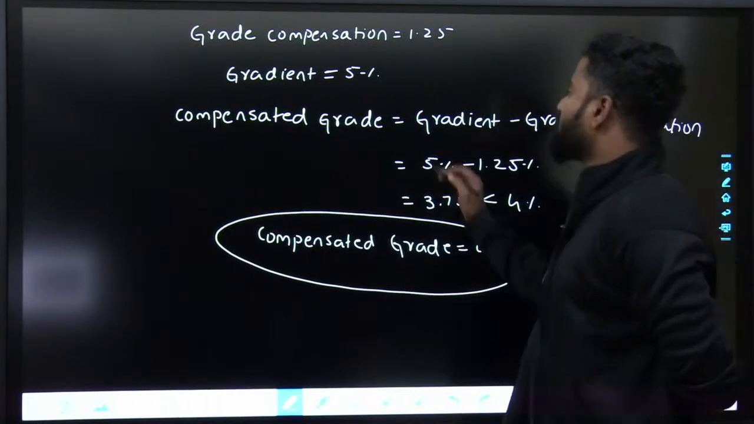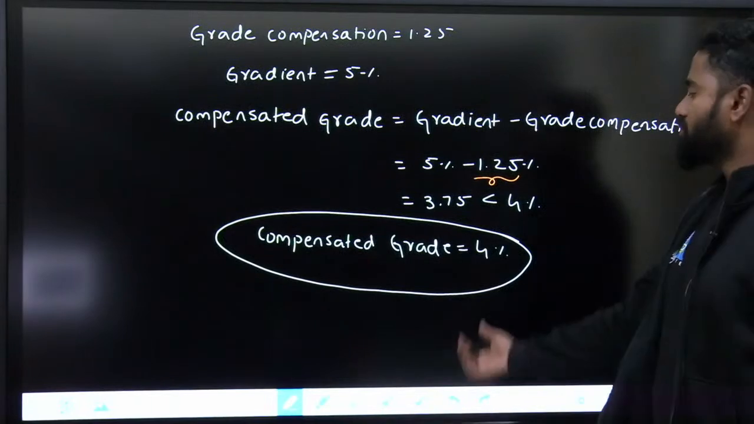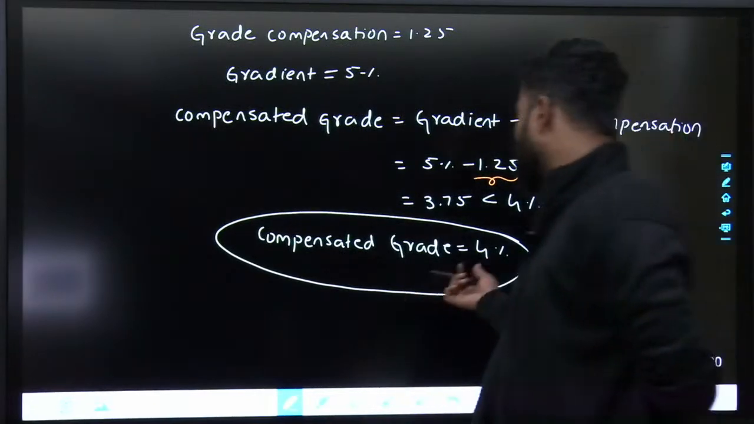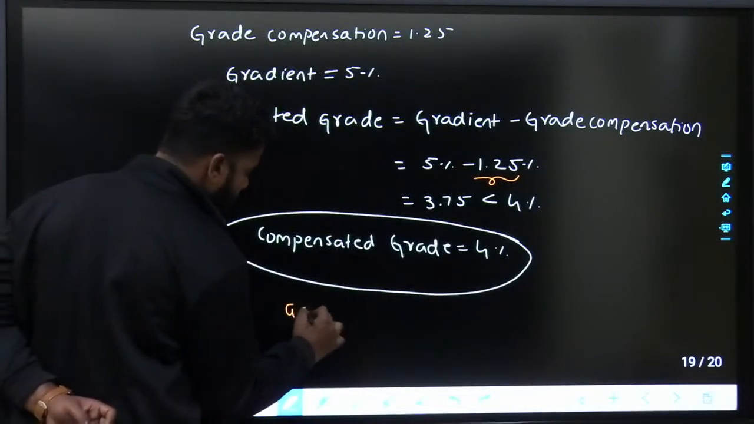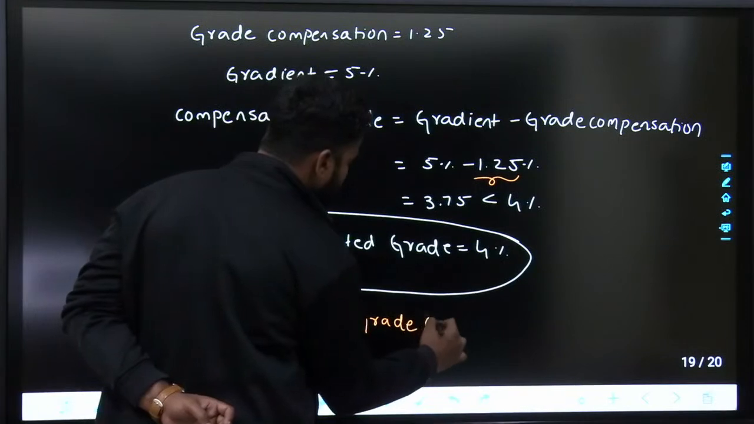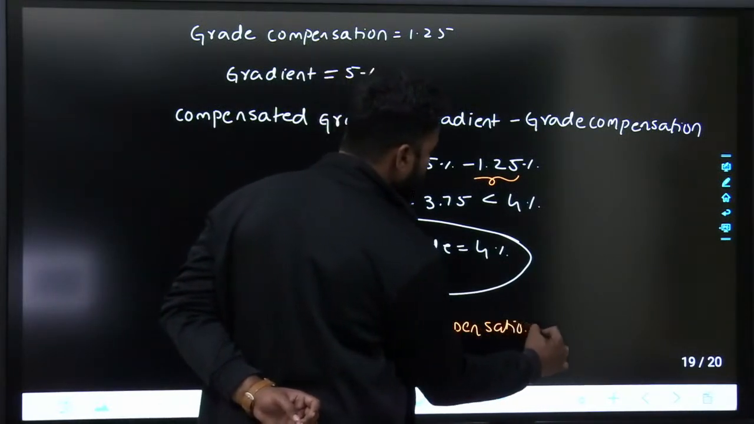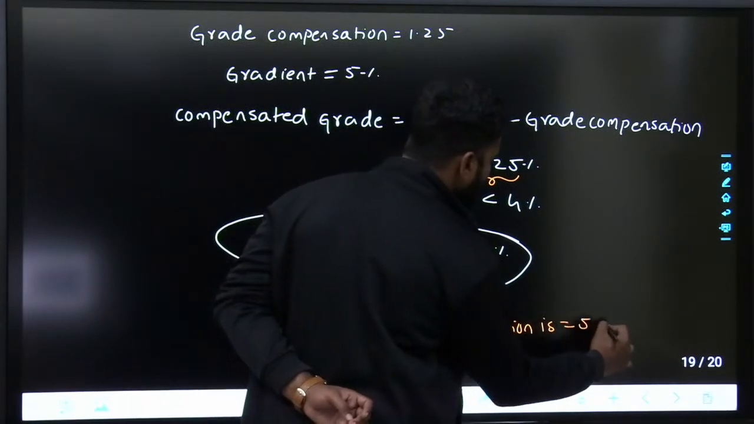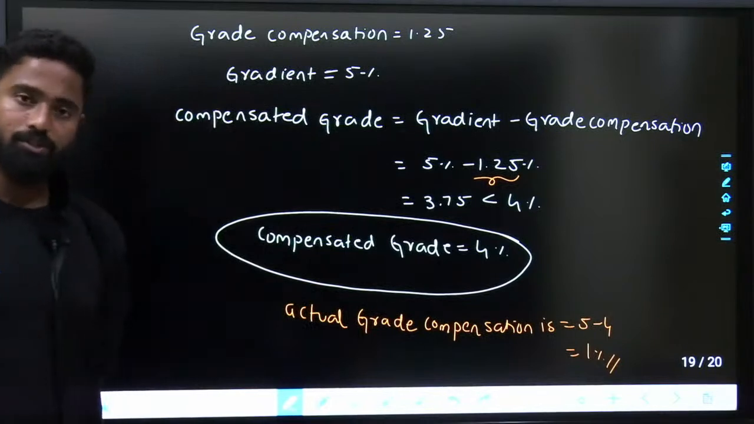Yeah, the actual compensation would not be 1.25%. The actual compensation is 1% only. If compensated grade is 4%, then actual grade compensation is 5 minus 4, that is 1%. Actual grade compensation is 1% only.